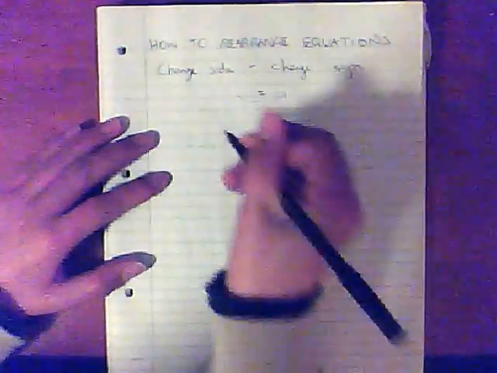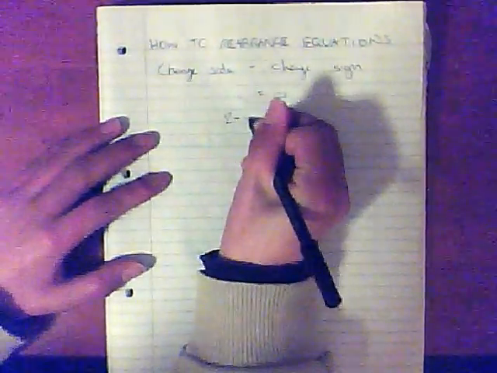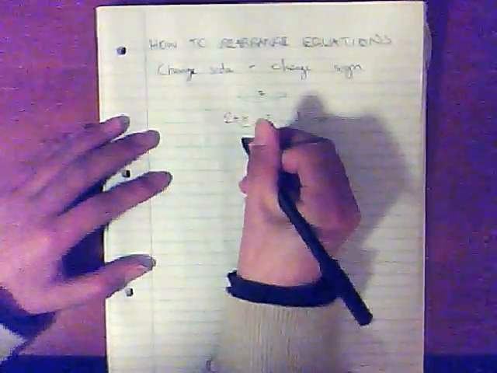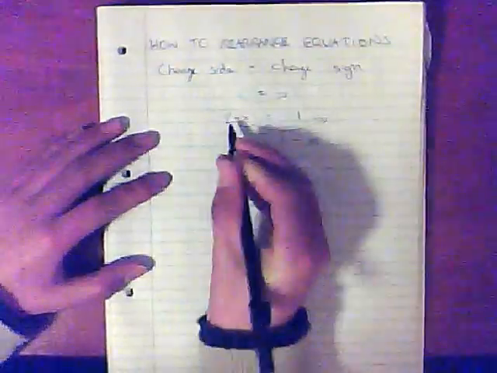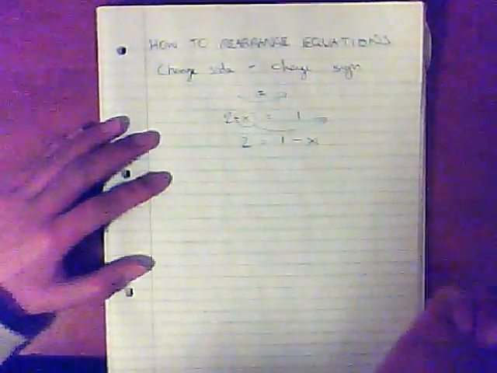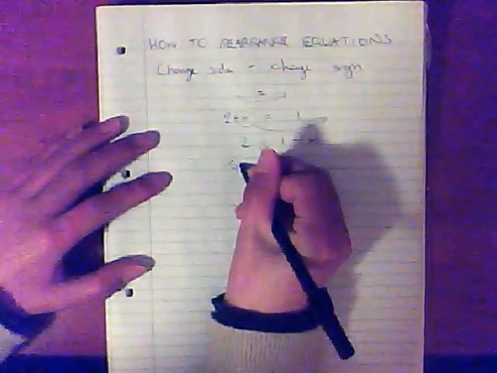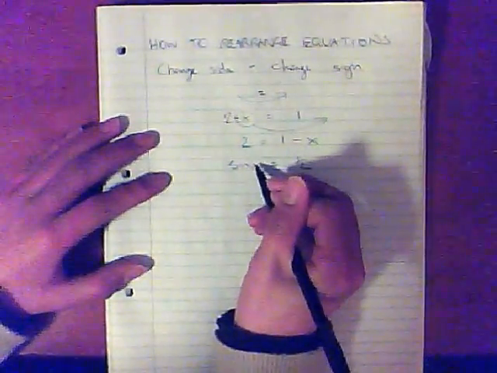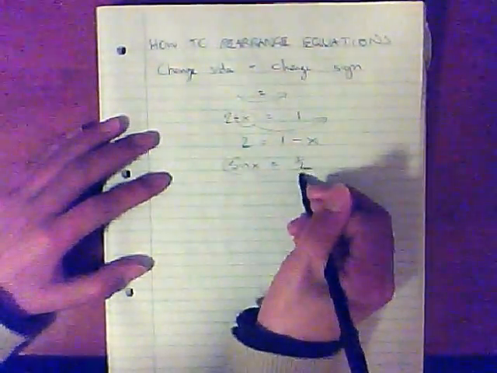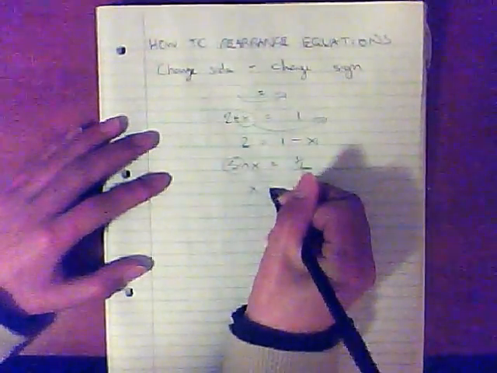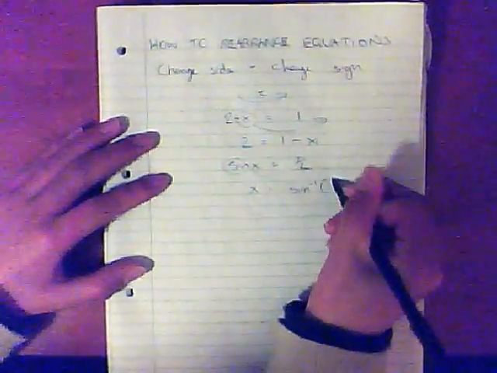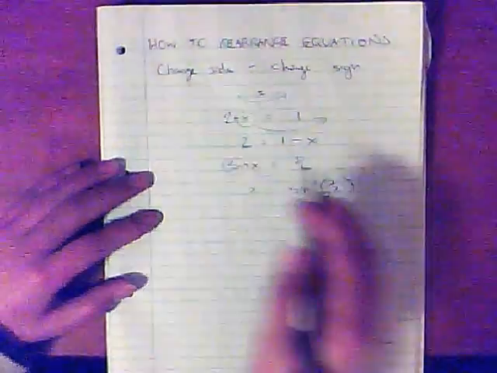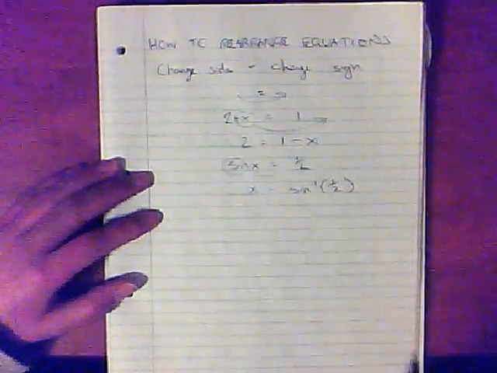opposite. So if you have 2 plus x equals 1, you move the x to the other side, it becomes 2 equals 1 minus x. So plus x becomes minus x. Something like sine x equals a half: if I wanted to move the sine to the other side, it would become inverse sine. Basically, whatever it is, you make the opposite of it on the other side.